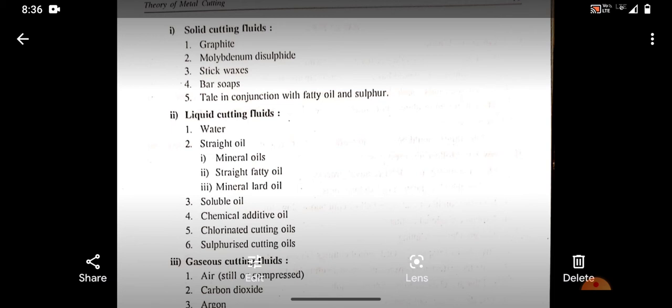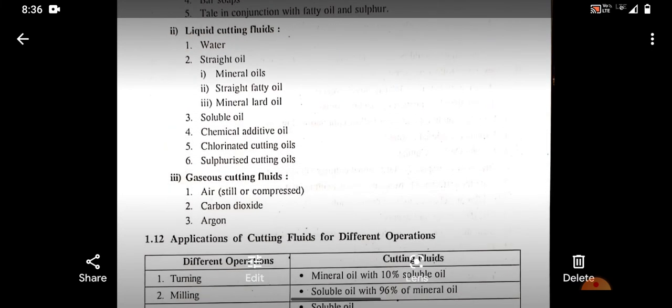You need to once again change the cutting fluids after some 15 days or 1 month. Mineral oils, straight fatty oil, mineral lard oil, soluble oil, chemical additive oil, like this, these are all liquid cutting oils, liquid cutting fluids. Then gaseous cutting fluids are air, carbon dioxide, argon.